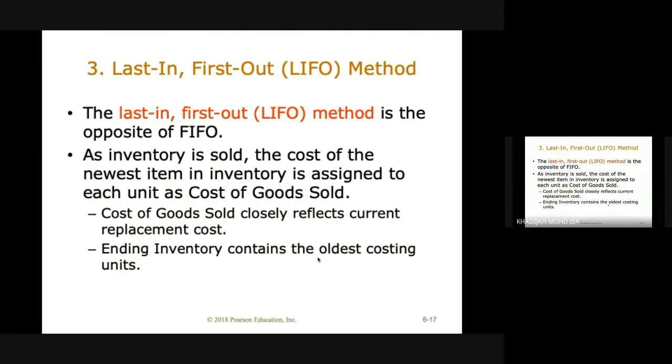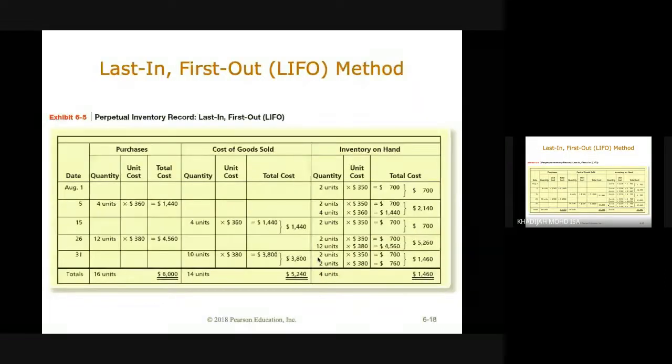So you have to look at the balance at the end of each day, and what is sold is that the last in will be first out. Cost of goods sold closely reflects current replacement cost, and the inventory contains the oldest costs. So let's look at the LIFO here.